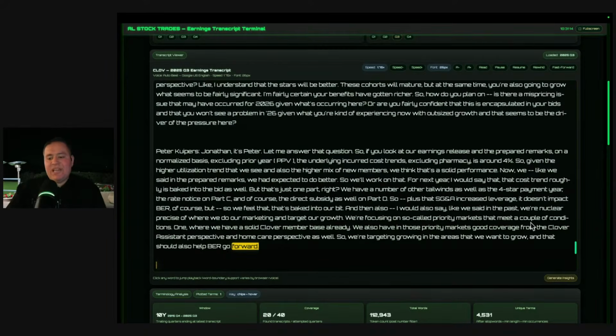Exactly. So he's pretty much saying we're nuclear precise of where we do our marketing. And so that makes sense. So they're probably going to want to market in areas and continue to grow in areas that they have the Clover Health home care and have physicians in that network area to allow them to use the Clover Assistant faster, which enables them to grow more profitably.